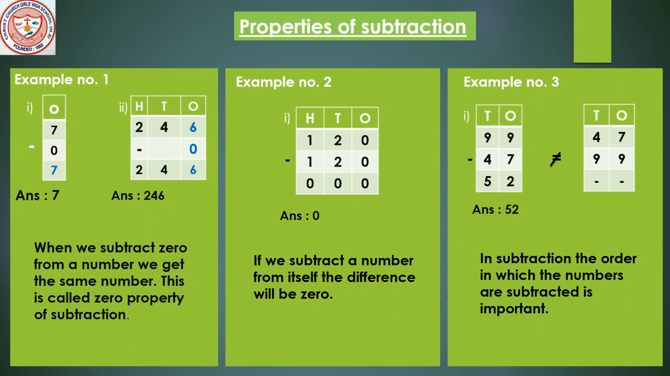Here we can see that we subtract 0 from 7 and we got 7. Then we subtract 0 from 246 and we got 246. So, when we subtract 0 from a number, we get the same number. And of course, this is called the zero property of subtraction.